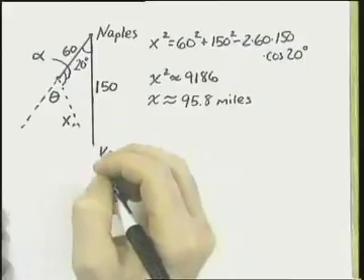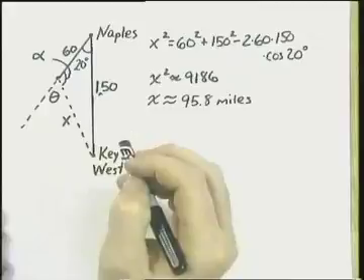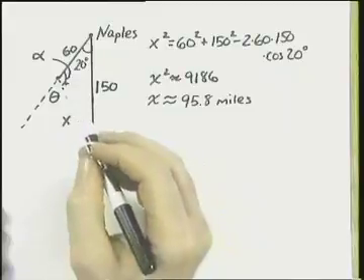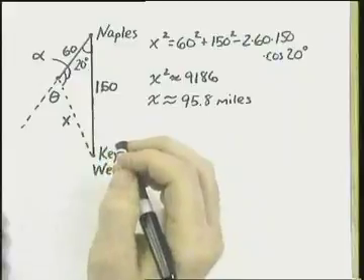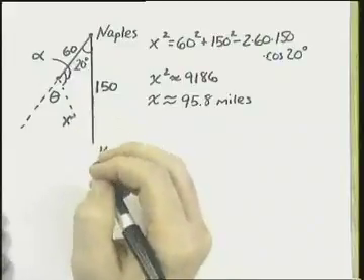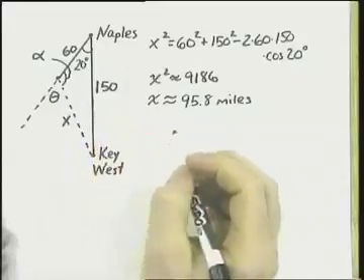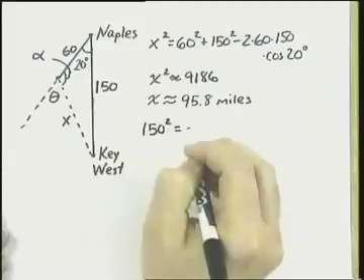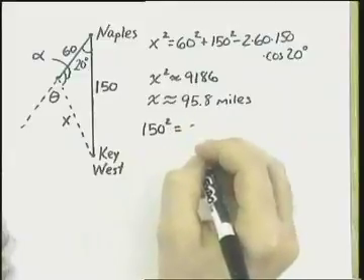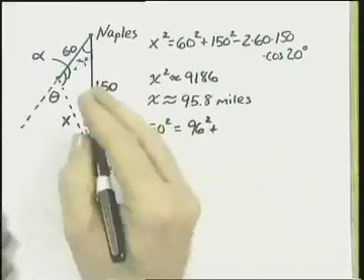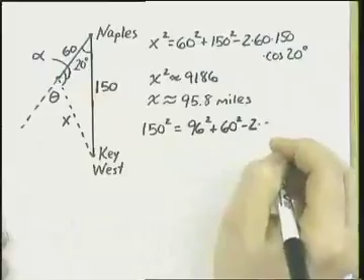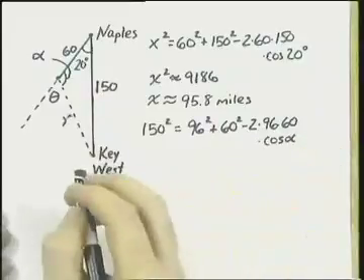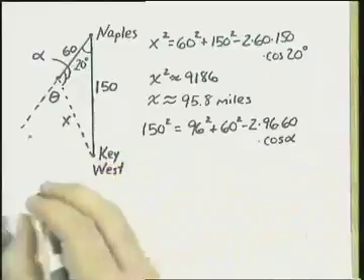Well, we now know that the value opposite alpha is 150. We know that the value of x is about 96. And so we know the opposite side, and we know these two sides, right? And so we can use the law of cosines again. Here's how we're going to do it. We have that 150 squared is going to equal x squared plus 60 squared minus 2 times x times 60 times the cosine of alpha. In other words, I'm solving for alpha based on a side-side-side triangle.